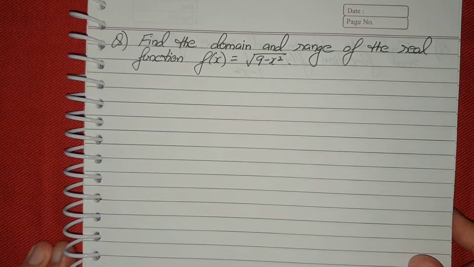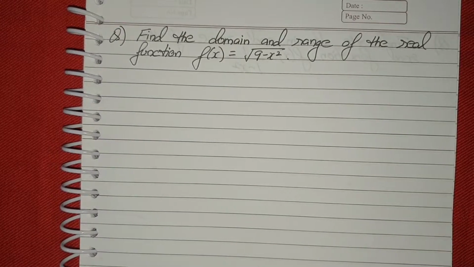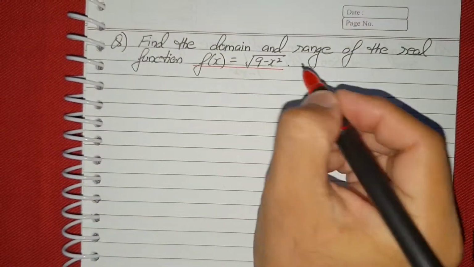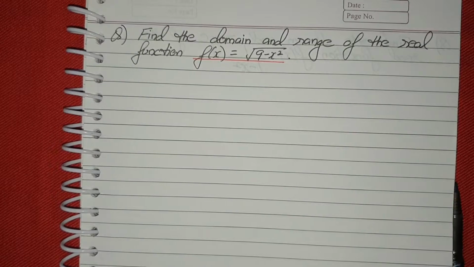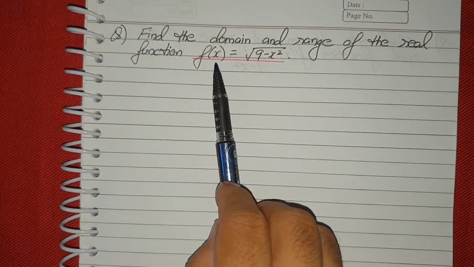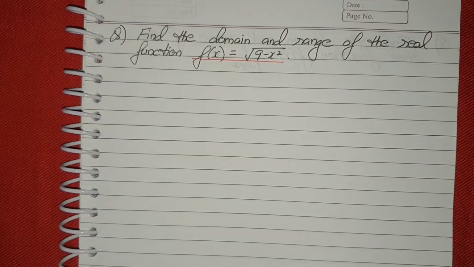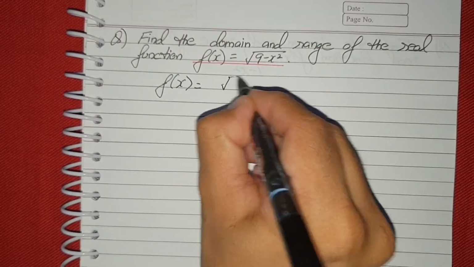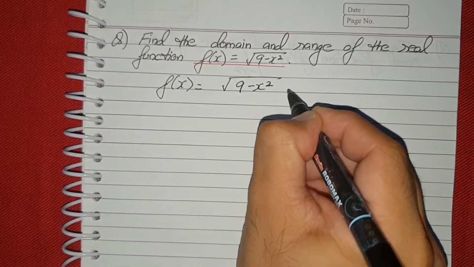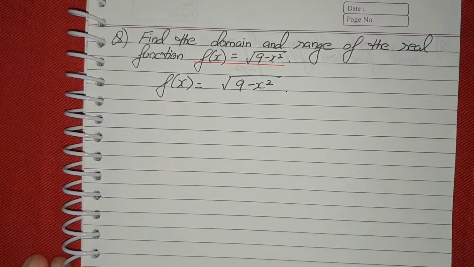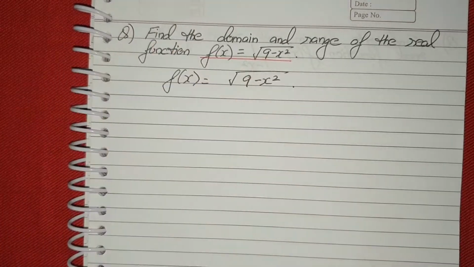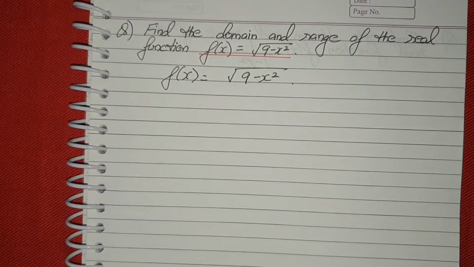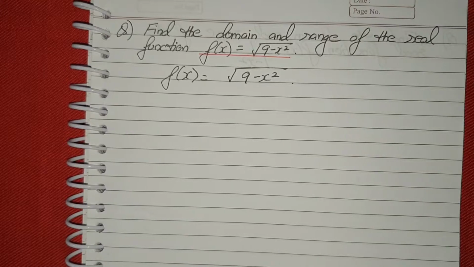Find the domain and the range of the real function f(x) equals under root of 9 minus x square. Okay, so here is our function, f(x) is under root of 9 minus x square. Now again this is an under root. So if 9 minus x square is less than 0, that is not defined. So we directly take the values in which it is defined.